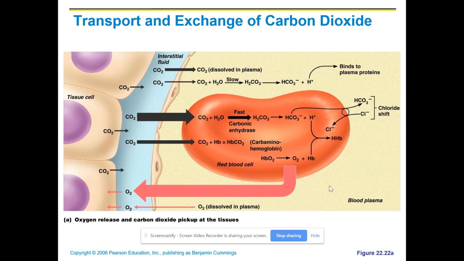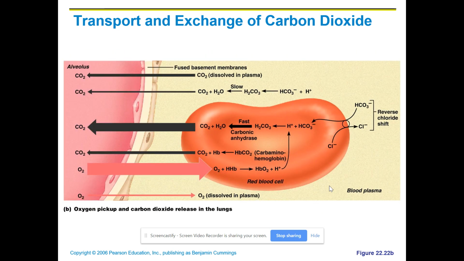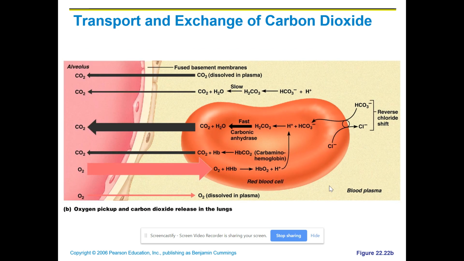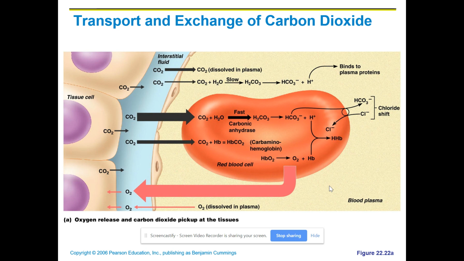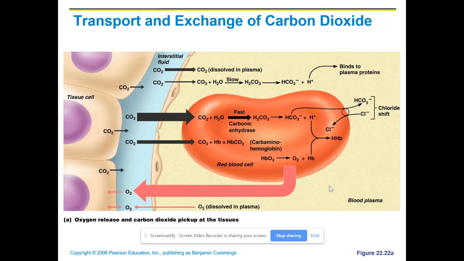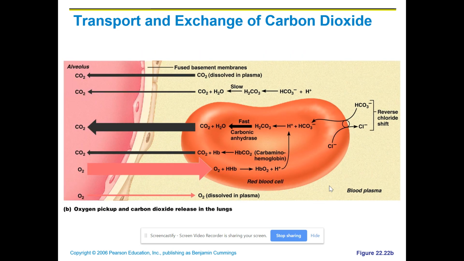So there's a chloride shift in the tissues, a reverse chloride shift in the lungs. Chloride shift in the tissues, a reverse chloride shift in the lungs, over and over. And remember, this is internal respiration followed by external respiration.